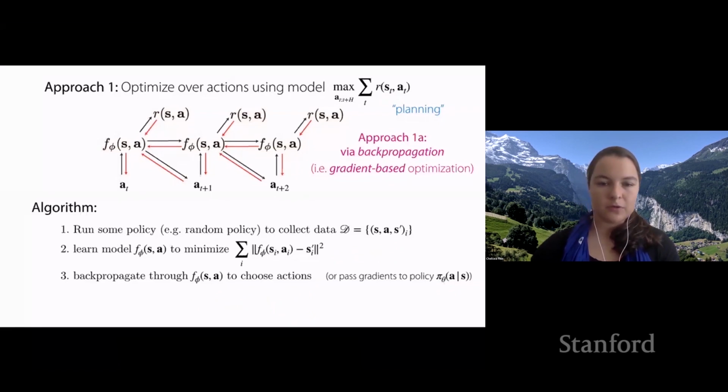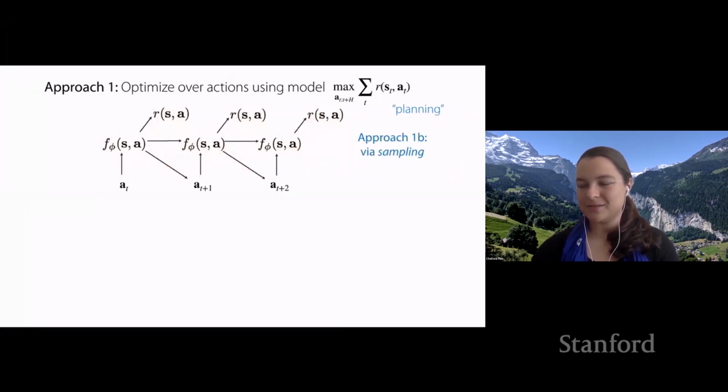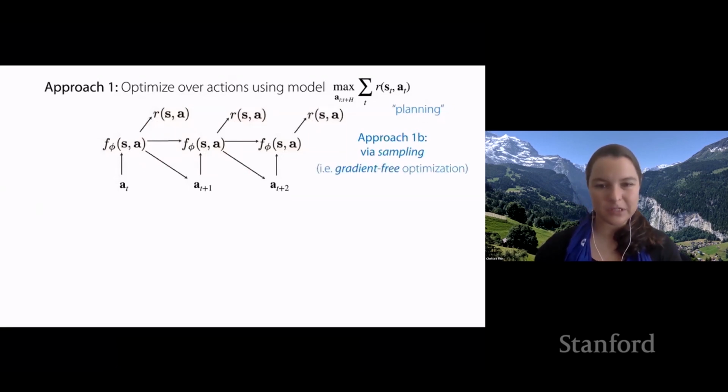Then another approach that we could use instead of a gradient-based optimization over actions is to use sampling, which will essentially just correspond to a gradient-free optimization and can actually work surprisingly well in some cases. And the intuition for why a gradient-free optimization might make sense is that the sequence of actions may be fairly low dimensional, certainly lower dimensional than the size of a neural network parameter vector.